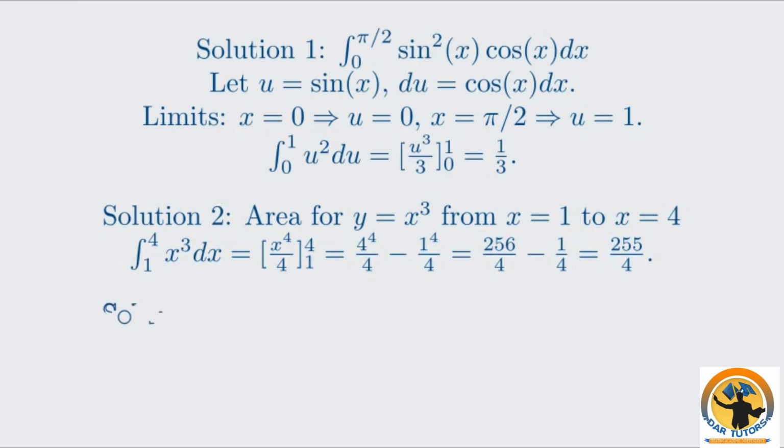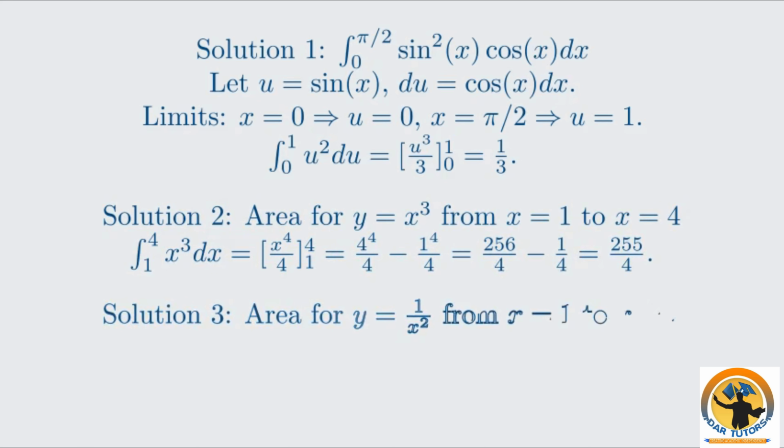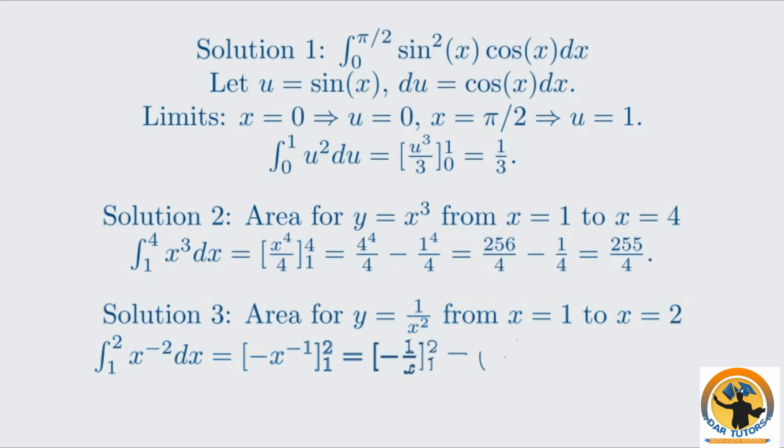For question 3, the function y equals 1 over x squared is also positive on the interval from 1 to 2. The area is the integral from 1 to 2 of x to the negative 2 dx. The antiderivative is negative 1 over x. Evaluating from 1 to 2 gives negative 1/2 minus negative 1, which is 1/2.